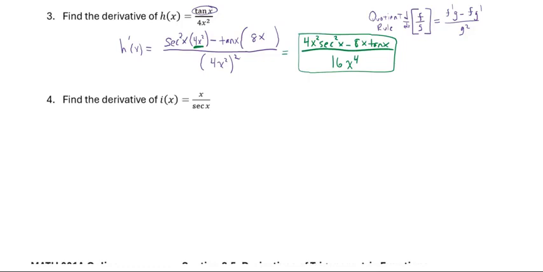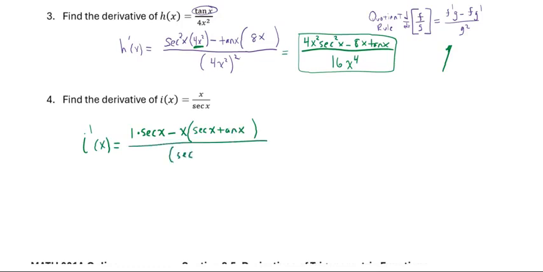Last one, number 4. Again, we'll use the quotient rule as we just did. So the derivative of the top, the derivative of x is just 1, times the denominator, secant x, minus the top function x times the derivative of the denominator. The derivative of secant x, you can again look from the chart above, is secant x tangent x, all divided by the denominator squared. Oops, forgot my x. There we go. Again, you can clean it up if necessary.